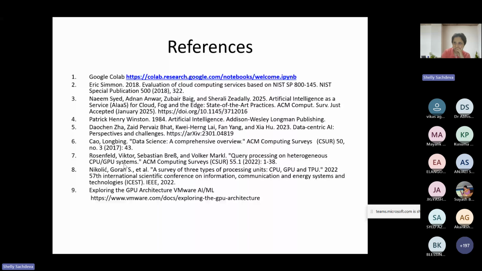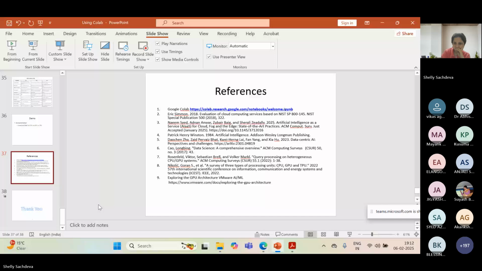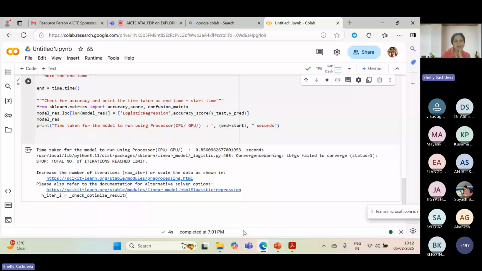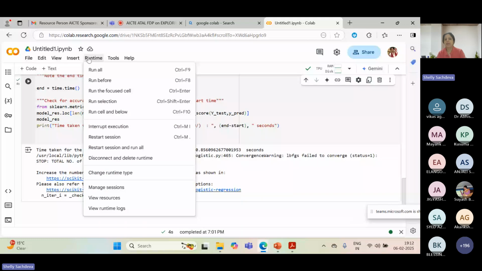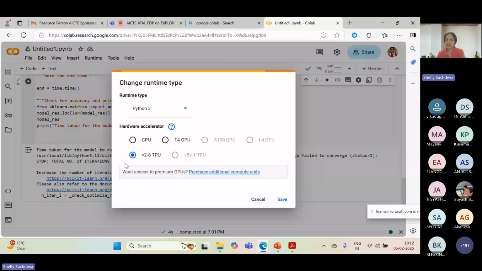So now I'll show you the demonstration. If you see this particular thing, you can see here Runtime. After clicking on this option of Runtime, there is one thing called Change runtime. For example, currently I selected V28 TPU and I saved it. So the corresponding processor will be run at the back end, and it will show me how much time it took to complete the task, which is applying a logistic regression onto that particular red wine data set.